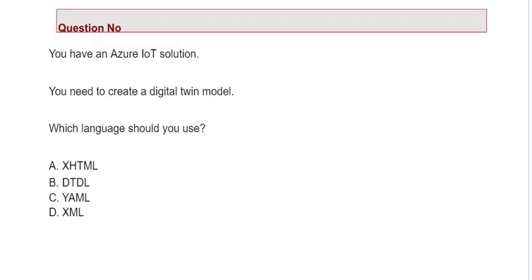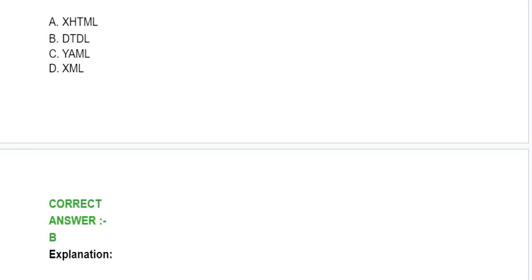Next question is, you have an Azure IoT solution. You need to create a digital twin model. Which language should you use? Options are Option A. XHTML. Option B. DTDL. Option C. YAML. Option D. XML. Correct answer is option B. DTDL.